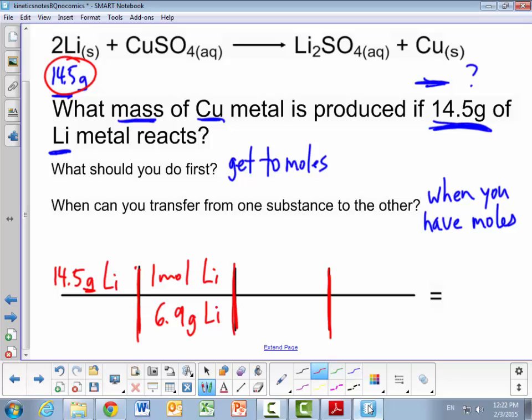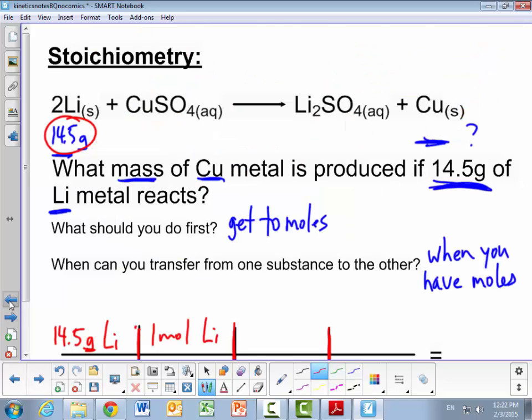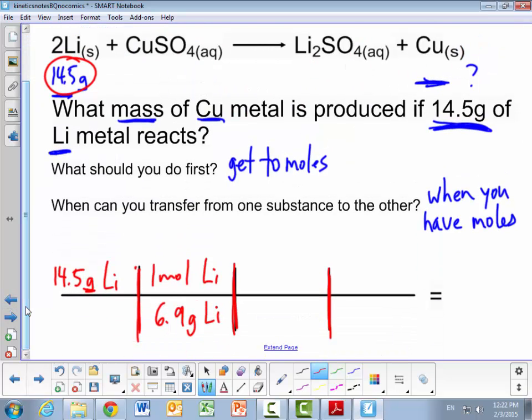So at this point, I'm in moles of lithium if I do this calculation. So on my map, I am now here. So my next step is to go from moles of lithium to moles of copper. So this is the key step in the entire equation. So that's going to be right here, and I'm going to use my mole ratio from the balanced equation.